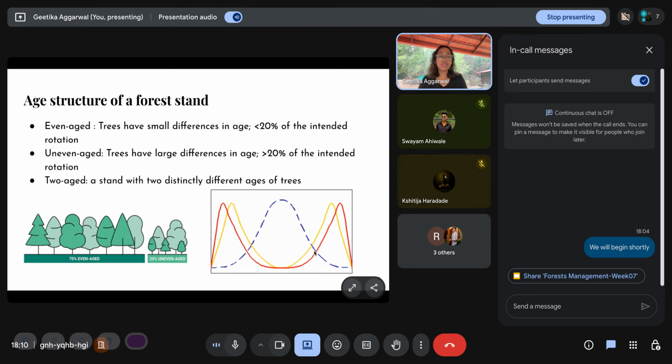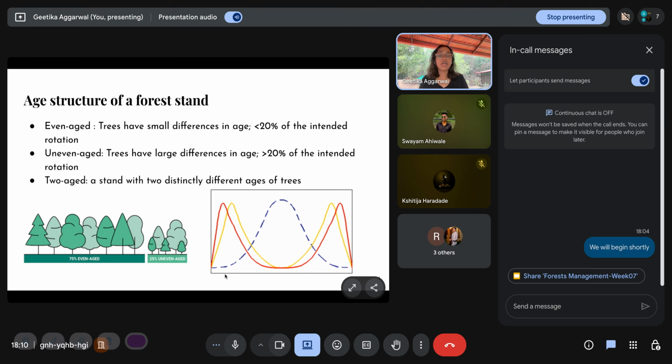And this is what an even aged age distribution looks like. If the x-axis is age and the y-axis is the number of trees, then this is what an even aged forest would look like, because more or less all the trees are in this particular distribution. Say this is 50 years, so more or less all the trees are around 50 years of age. There are some which are like 60 and some which are 40, but more or less they fall within this distribution. These bimodal distributions are the ones which give you an idea of two-aged forest structure.